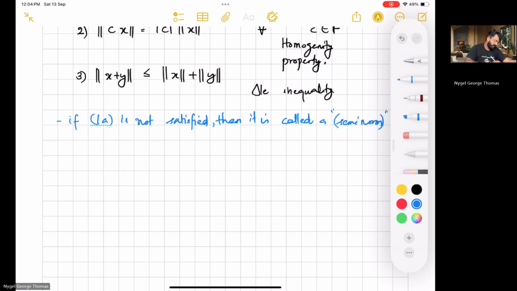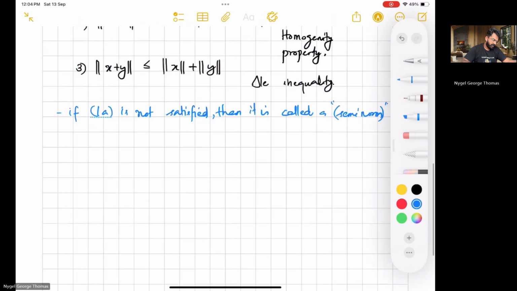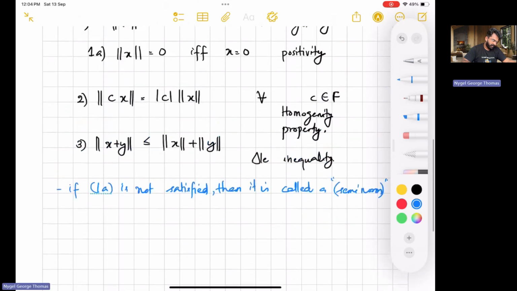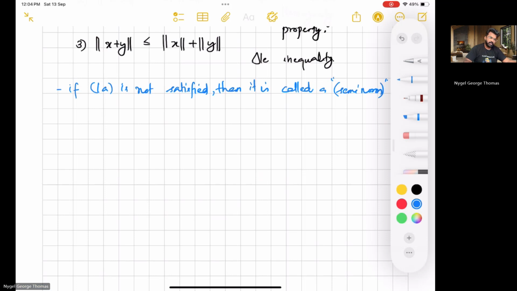That means there exists some x in the vector space such that even if you take the norm, the value of the norm is zero, even though the vector is not zero. Such norms are called semi-norms. So it doesn't have all the properties of a norm, but it can be treated as a semi-norm.